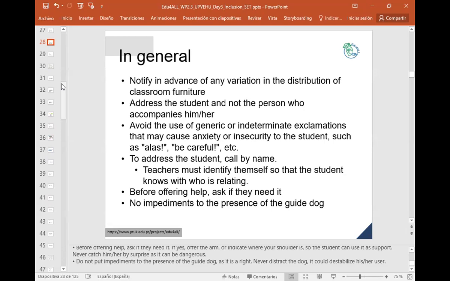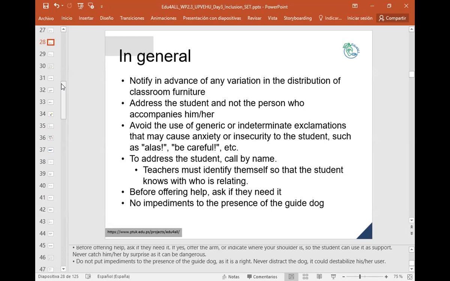Teachers must identify themselves so that the student knows with whom he is relating. The teacher has to let the student know when he or she leaves or moves away from the student's side. Before offering help, ask if they need it. If yes, offer the arm, or indicate where your shoulder is, so the student can use it as support.